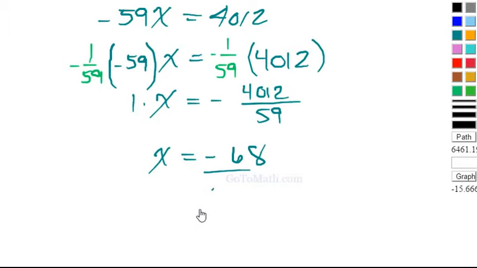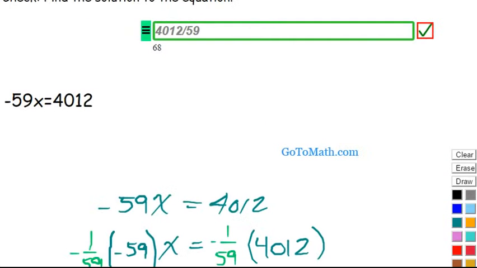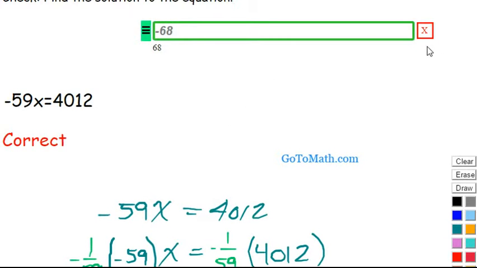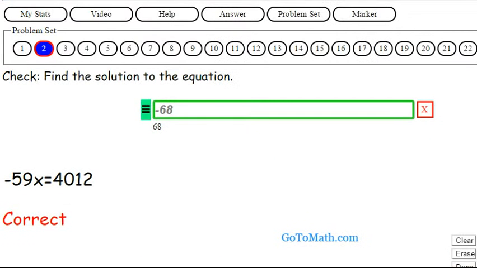Okay. So our solution is negative 68. And that's just the way you're going to type it in the checkbox there. So the solution to this equation is negative 68. Let's type that in. Don't forget the negative sign like I did a second ago. And correct. And of course we can go up here. Let's click answer. Let's make sure the script is all looking good.